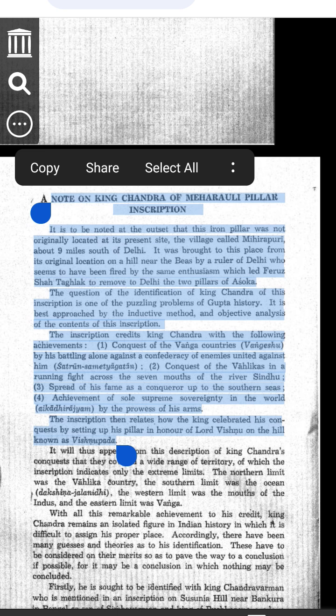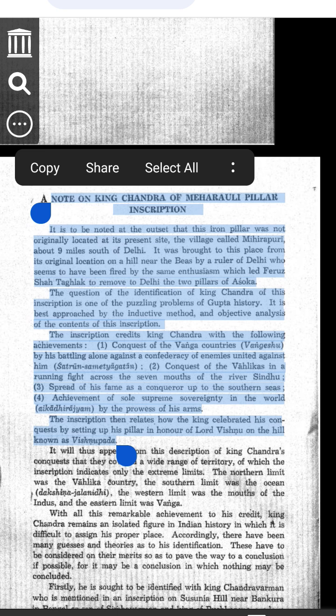1. What is the Mehrauli Iron Pillar? The Mehrauli Iron Pillar is a very old iron pillar in Delhi. It is famous because it has not rusted for more than 1600 years. It has an inscription, writing, on it which talks about a king named Chandra. This pillar was not always in Delhi. It was moved from another place by a king of Delhi, just like how Feroz Shah Tughlaq moved 2 Ashoka pillars to Delhi.